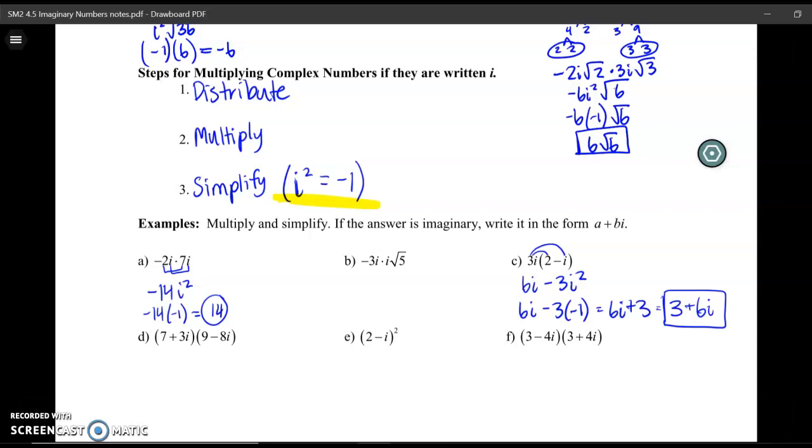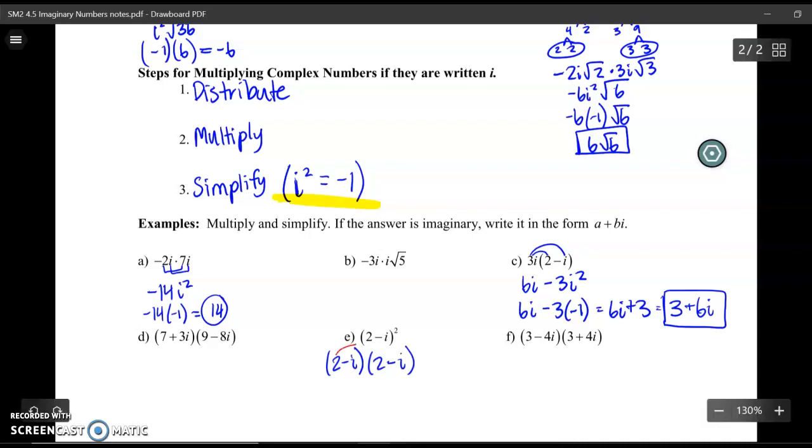Okay, let's jump through one more example. I want to do E because it looks a little different than the other ones. So E, I have 2 minus i squared, and it's really tempting to just distribute this square in, but you cannot do that, okay? What we have to do when we see something like this is rewrite it as 2 minus i times 2 minus i, okay? And then we have to distribute, and the distributing is going to look similar to what we just barely did in C, but now I have more to distribute.